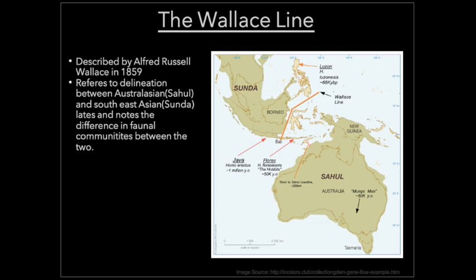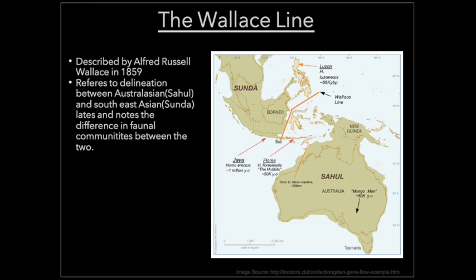The Wallace Line. It's a very important boundary in ecology. Wallace was a contemporary of Darwin, and they more or less came up with the theory of evolution simultaneously. There was a whole race to who could get it out first. That's a whole different discussion. But it refers to a delineation between Australasian and Southeast Asian ecology.